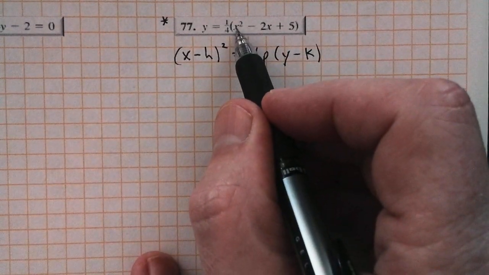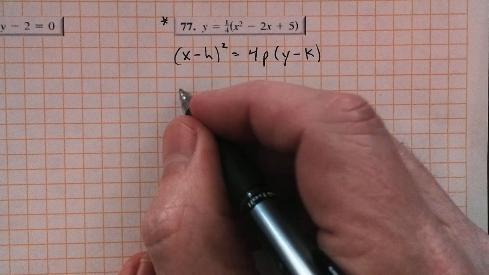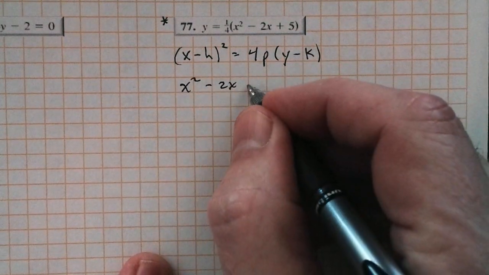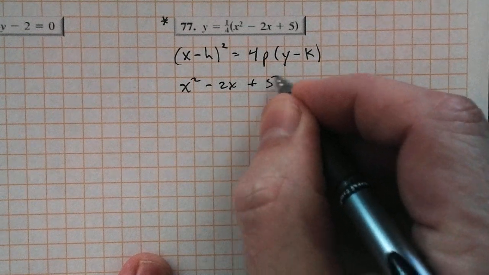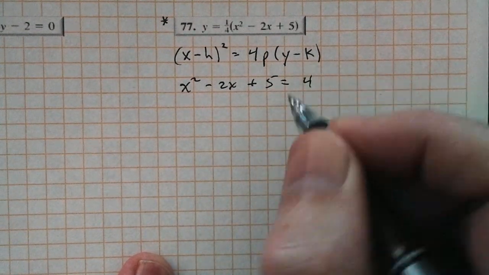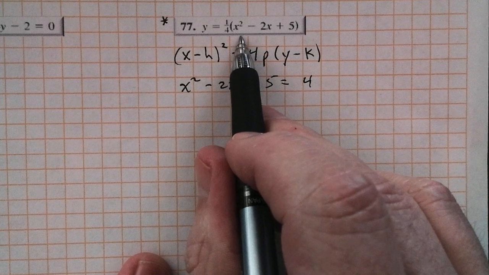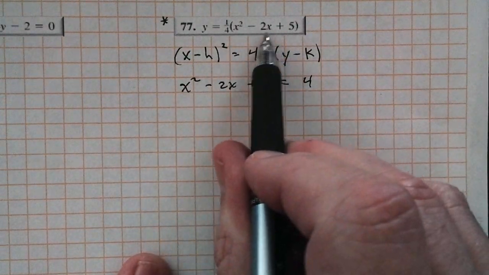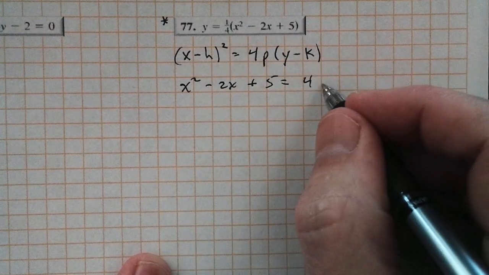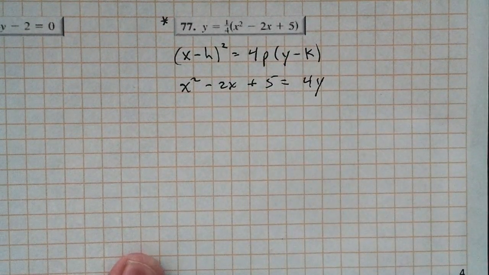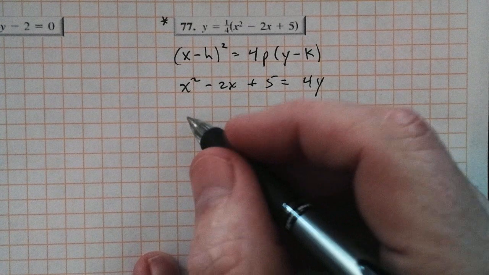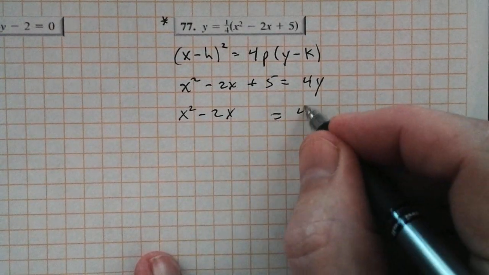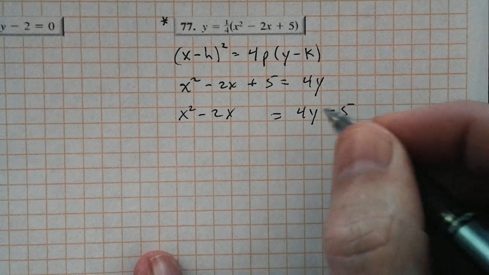So I'm going to multiply both sides by 4, and I get x squared minus 2x plus 5 equals 4 times y. So both sides multiplied by 4. And now I think I'll go ahead and go x squared minus 2x, leave a blank, equals 4y minus 5.